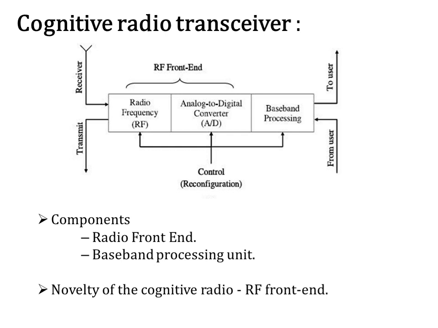The baseband processing unit of a cognitive radio is similar to that of the existing transceivers. However, the novelty of the cognitive radio is the RF front end. So next we'll focus on the RF front end of the cognitive radios.